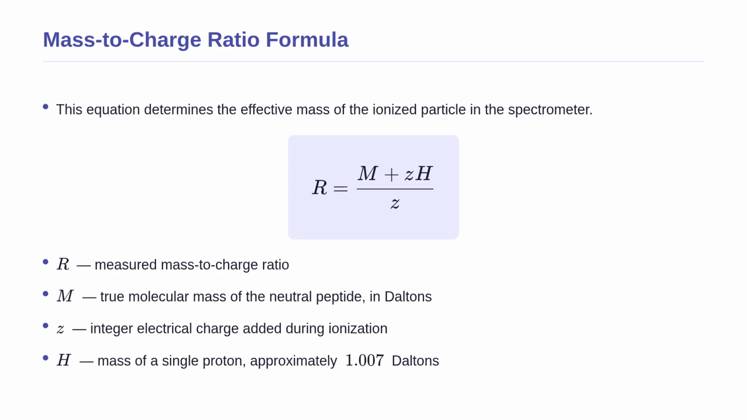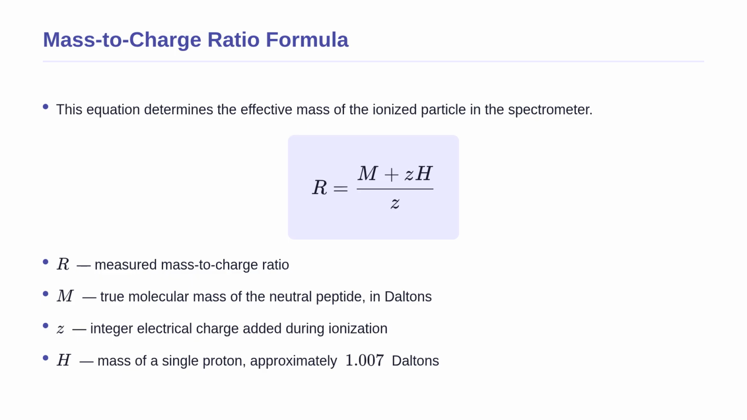To identify these flying peptide fragments, the machine relies on a specific physical relationship. This is the fundamental equation for the mass-to-charge ratio. Conceptually, it calculates the effective mass of the ionized particle as it travels through the spectrometer.